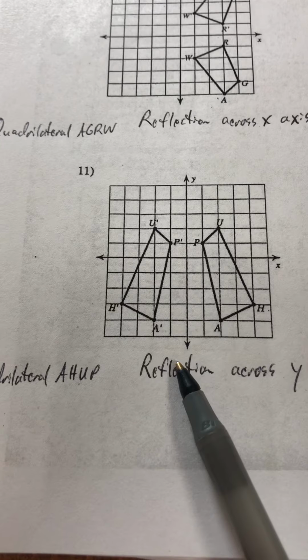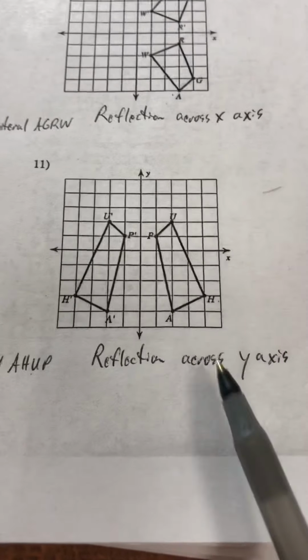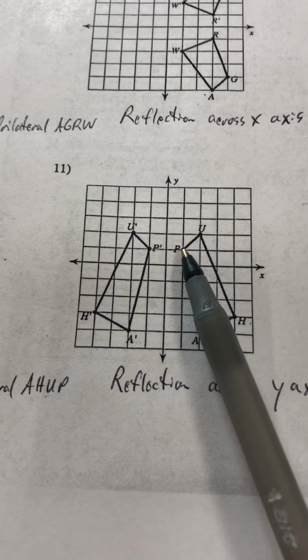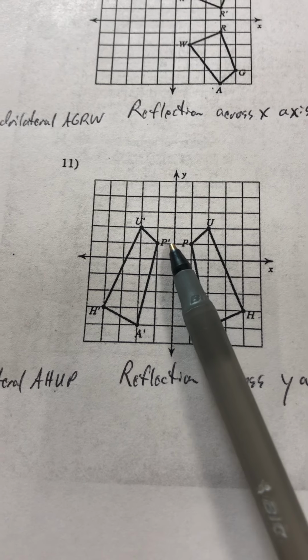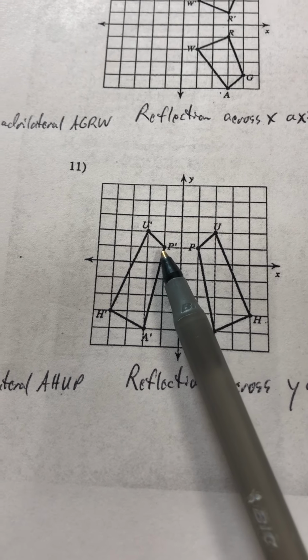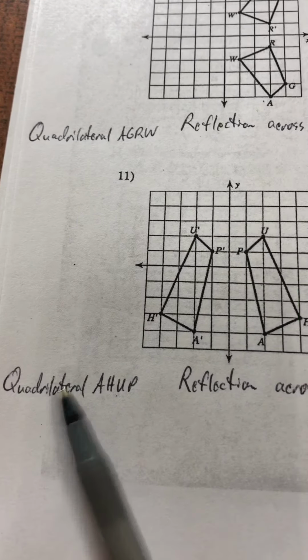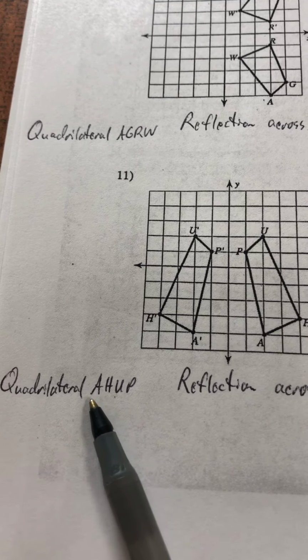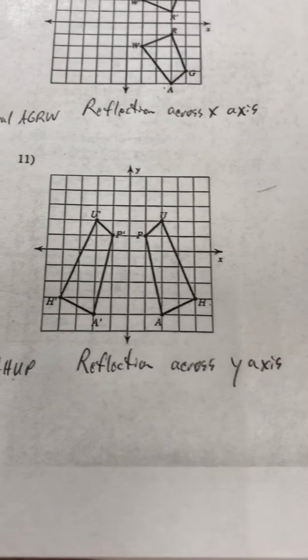And then for number 11, notice this one's across the y-axis. I have my P here, one away from the y-axis, and now my P is over here, and so on and so forth with quadrilateral AHUP. It's a reflection across the y-axis.